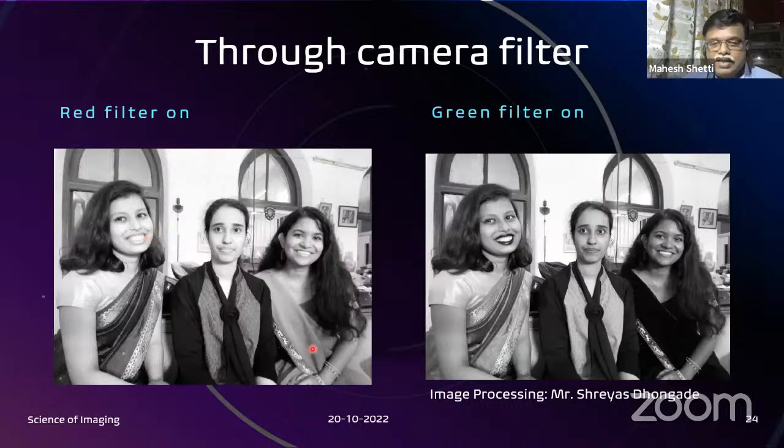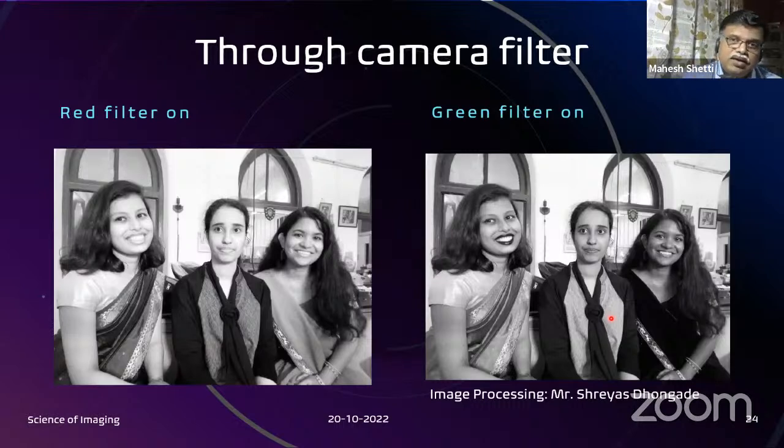Look at the pallu of this third girl. In the red filter, it is bright, but in the green filter, it is not. It is almost dark over here. And look at the shirt of this middle girl. It is relatively less bright over here, and it is more bright in this case. So probably this shirt was of green color.